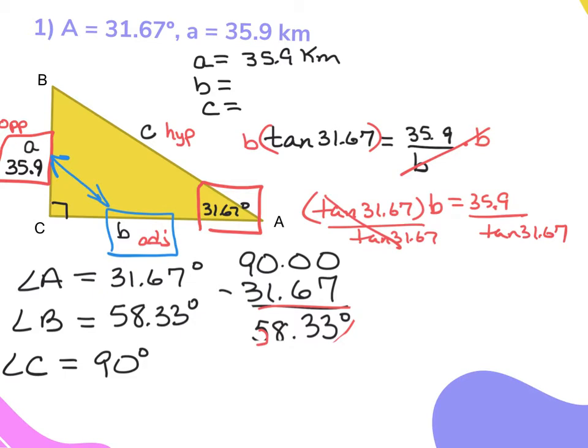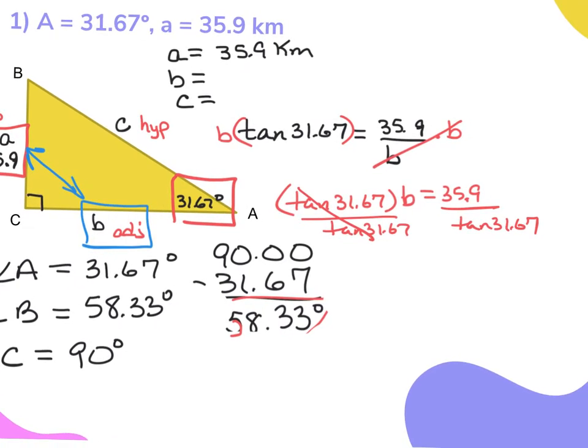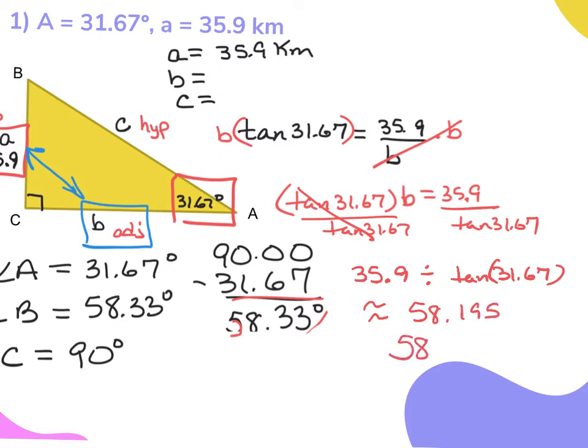And I'm going to round it to the tenths place. So on your calculator, you're going to do 35.9 divided by the tangent of 31.67, and you should be getting approximately 58.195, rounded to the tenths place, 58.2 kilometers.